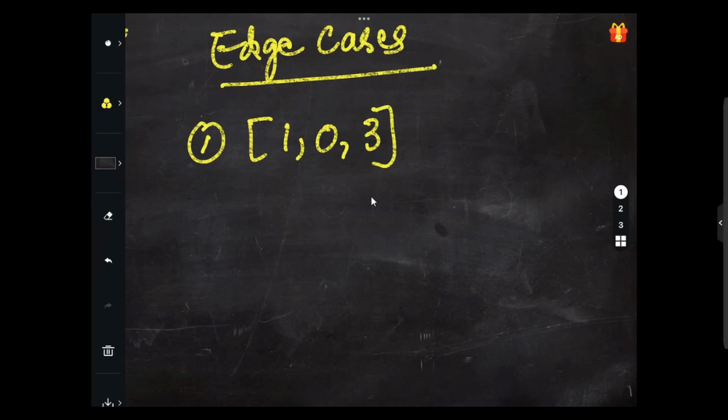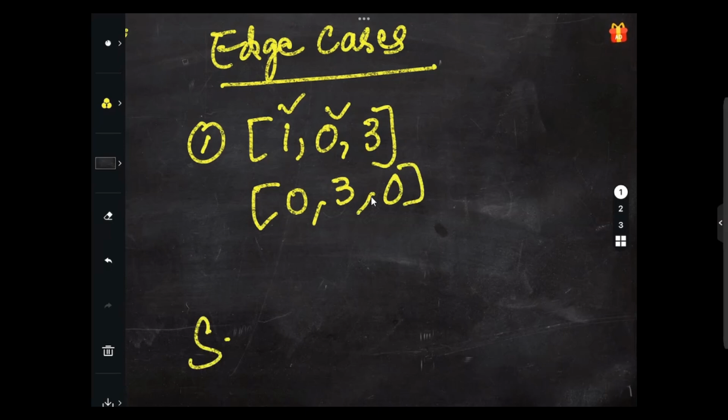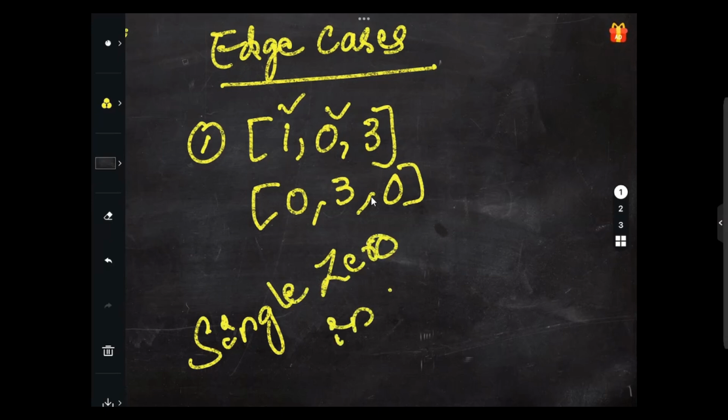The output must be: when we exclude 1, 3 into 0 is 0. When we exclude 0, 1 into 3 is 3. When we exclude 3, 1 into 0 is 0. So this is the first edge case, a single 0 in the array.